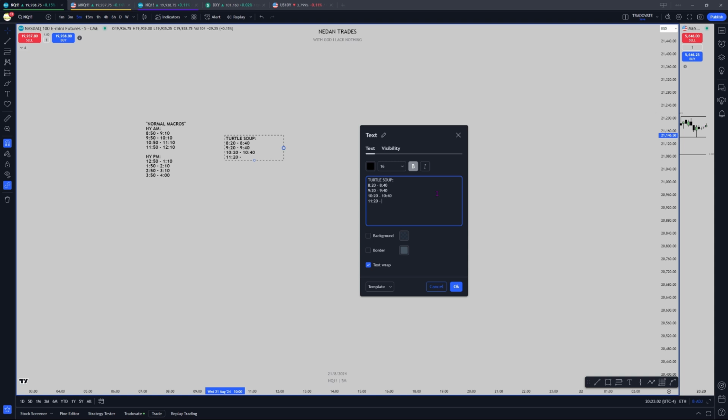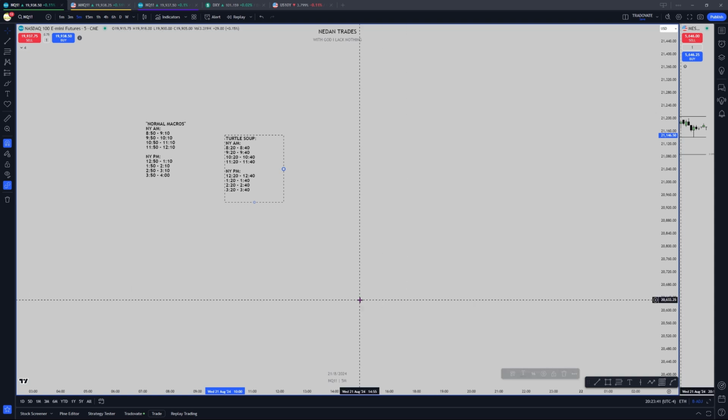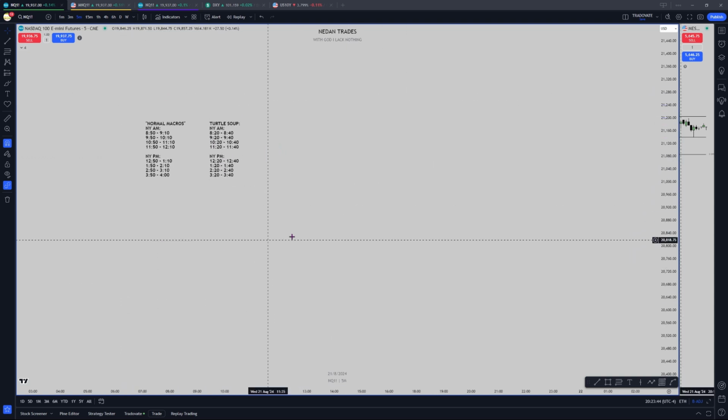11:22, 11:40. And then for your PM, this is so annoying to type all of this out. 2:20 to 2:40, 3:20 to 3:40, and then lastly you have, oh no, this is all, yeah. So these are your two types of macros.